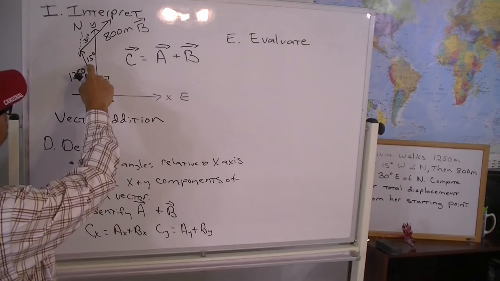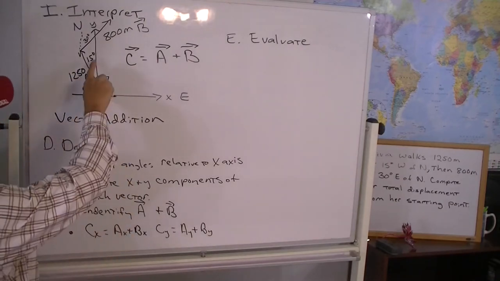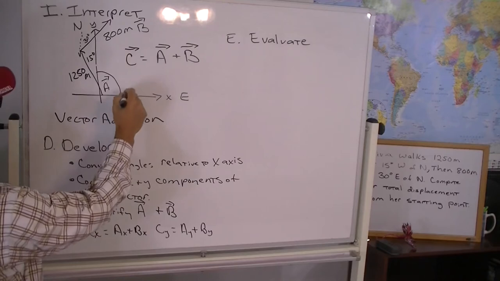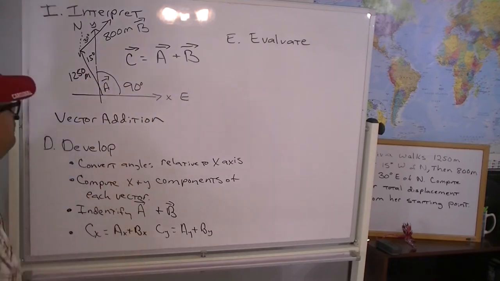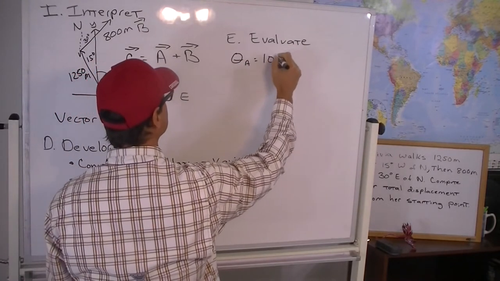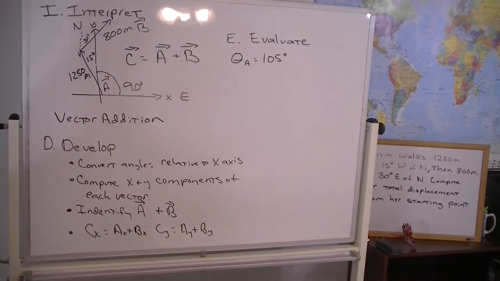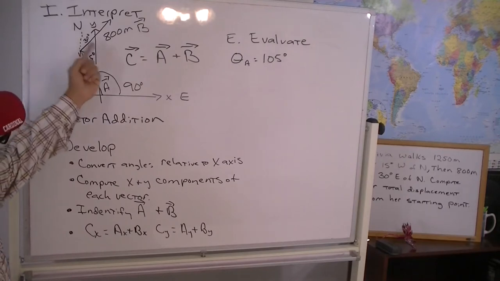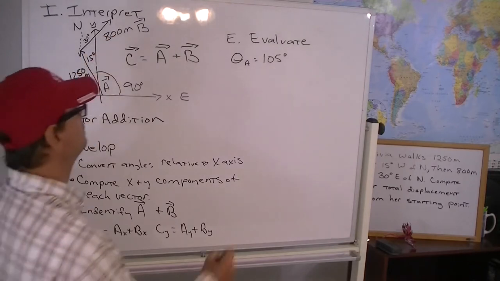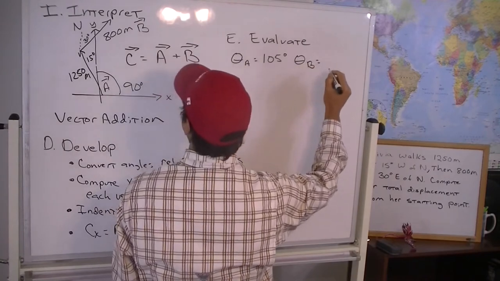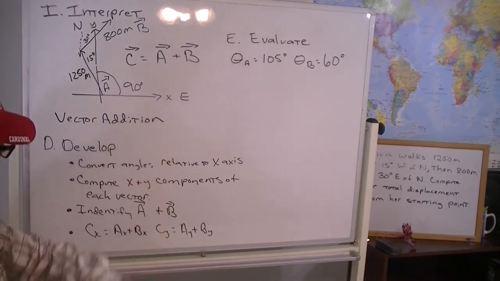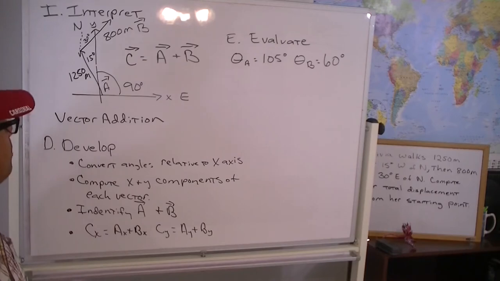It's 15 degrees west of north. So to make that relative to the positive x-axis, we have to add this 90 degree angle here to it. So 90 plus 15 is 105. So theta A is 105 degrees relative to the positive x-axis. And then theta B is actually 90 degrees minus 30 degrees because it's east of north. So theta B is equal to 60 degrees.